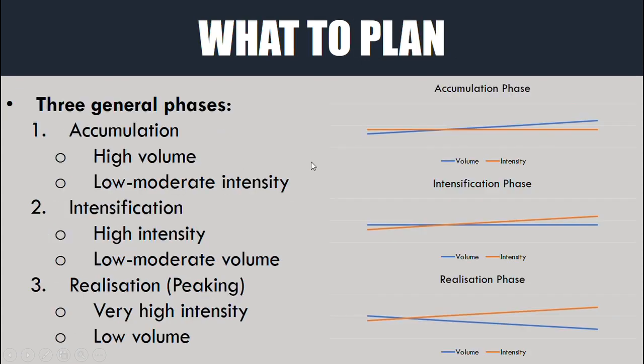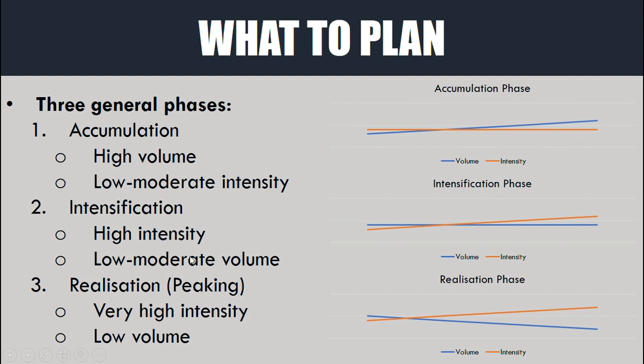So what should we plan when we are considering our phase potentiation? We have three general phases that we can use in our training. The first is the accumulation phase, which is when we're accumulating high volumes while keeping the intensity low to moderate. As we can see here on this graph, the blue line represents volume. So over an accumulation phase, we would want our volume to slowly go up while our intensity maintains.